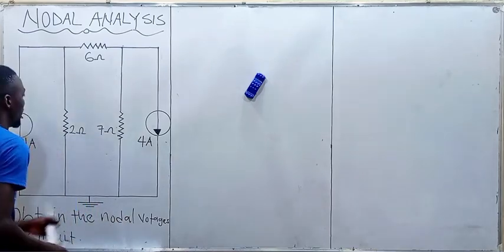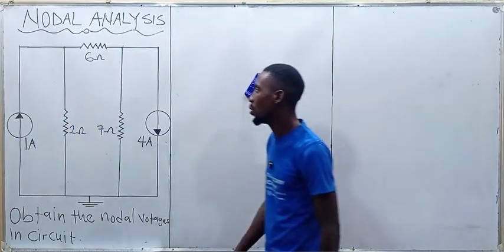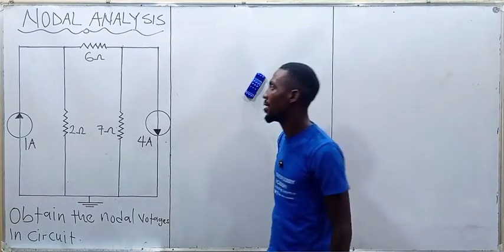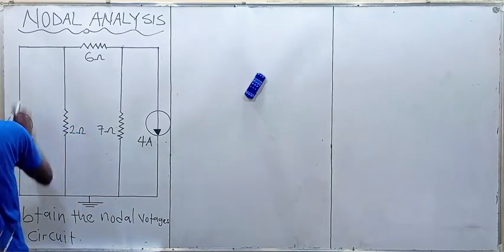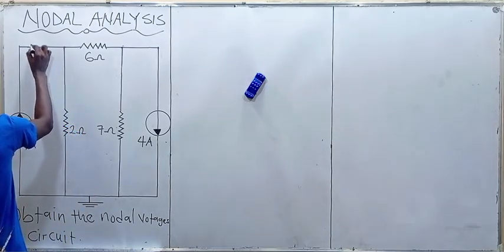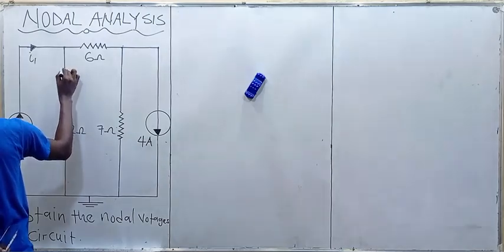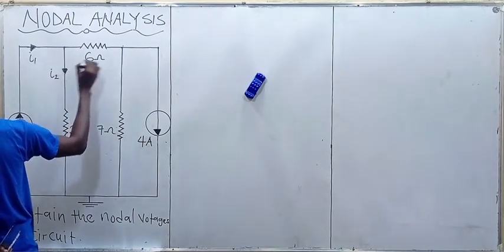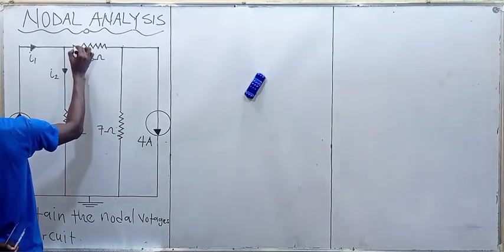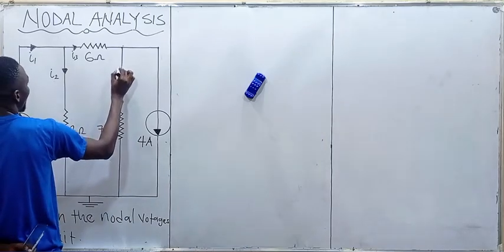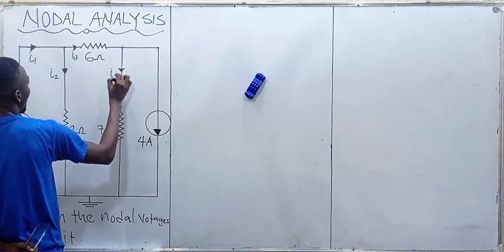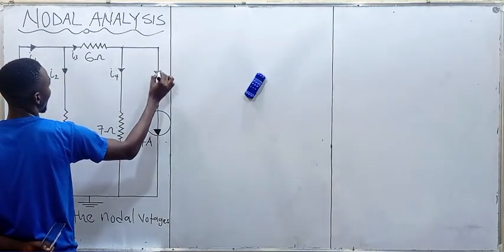All right, so that is it. The next thing we are going to do is to assign our current. Let's say the current from this branch is I1, here is I2, and here is I3, and here is I4, and here is I5.